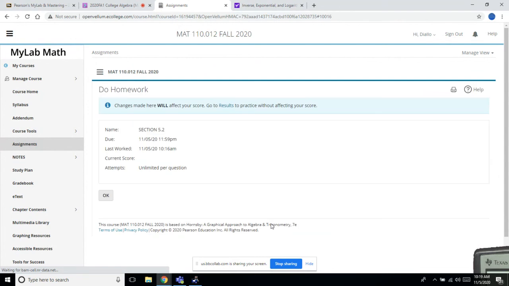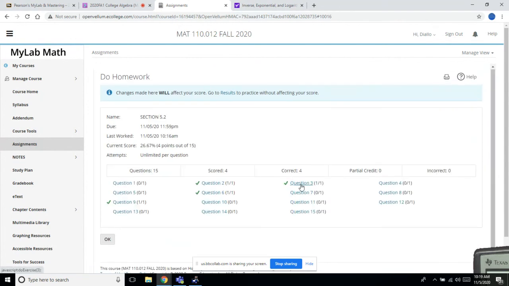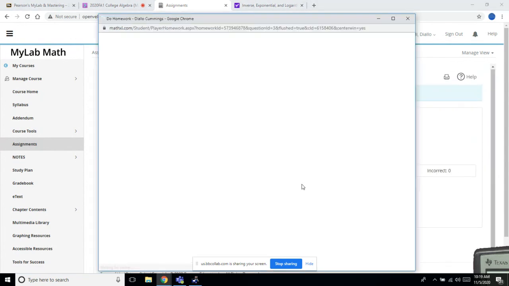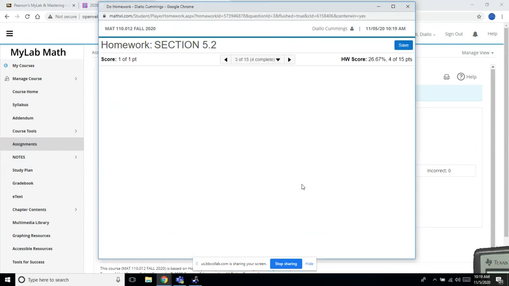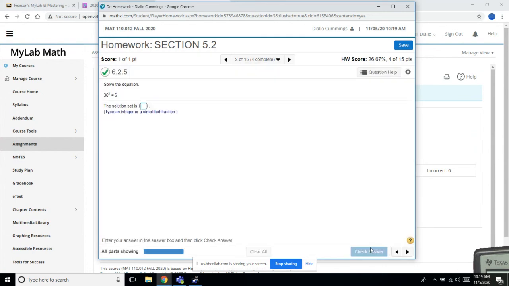All right, so here's a look at how that works. We'll take a look at problem number 3, and we'll also take a look at problem number 9. So here's problem number 3. We have 36 raised to the power of x is equal to 6. And just as in any other equation, we want to solve it for x.